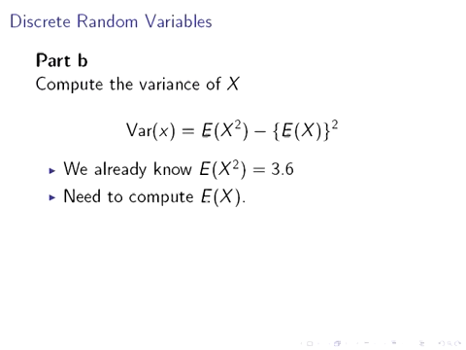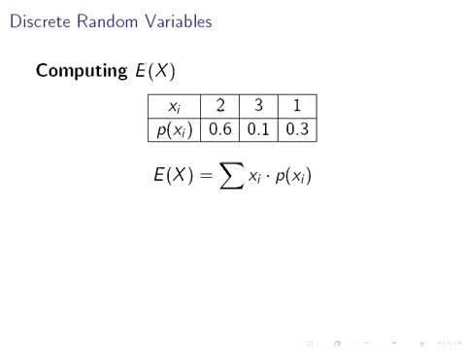Compute the variance of x. What we're going to do is use this formula here. The variance of x is the expected value of x squared minus the expected value of x, squared. Again, I can't emphasize enough that there is a very important distinction between the two. We already know the expected value of x squared, and that's 3.6. But we have to compute the expected value of x, E of x.